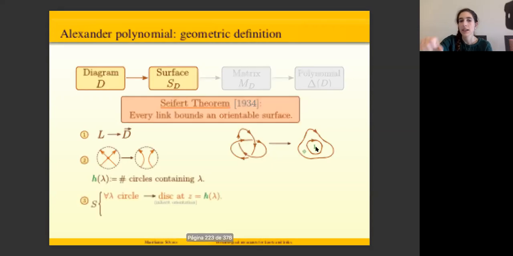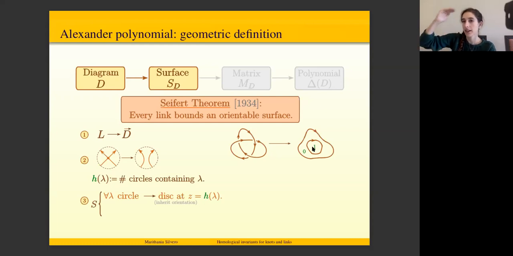Okay. And now we are going to construct the surface in the following way. For each circle here, we are going to draw a disk, and those disks are going to be at different heights. So the height is going to be this green number given by this h function. In this case, the outermost circle gives us this disk at level 0, and then at height 1 we have the other disk. Those disks inherit the orientation of the circles.